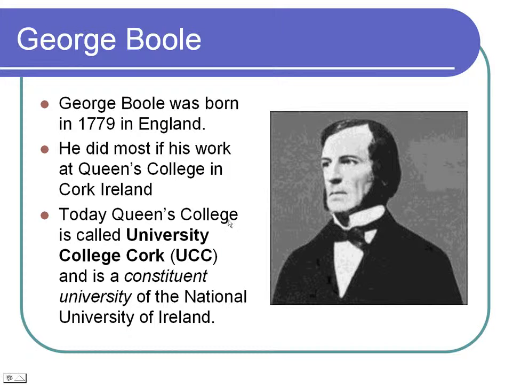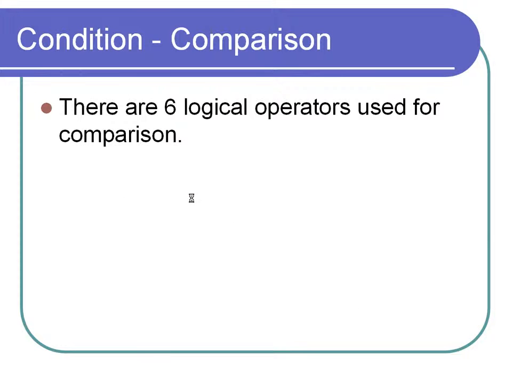Boolean algebra is a unique algebra in which you have just ones and zeros as your possible choices. So a lot of things you can't do in normal algebra, you really can do in Boolean algebra. Enough said about that. Let's look at the six logical operators for comparison. Six logical operators. Important you get these down.